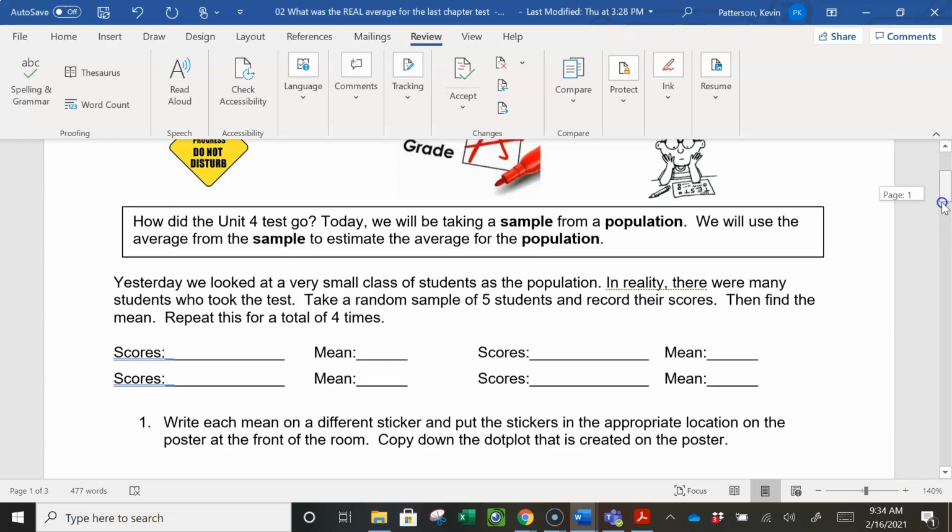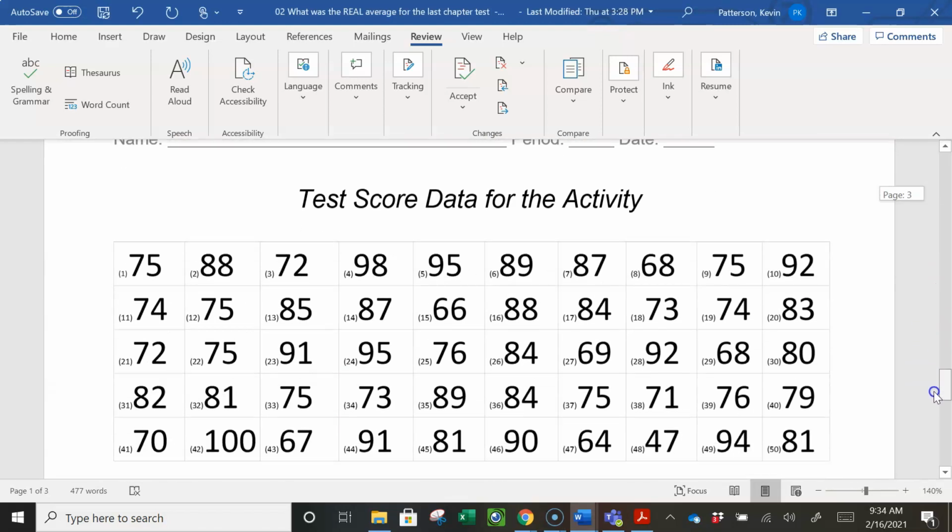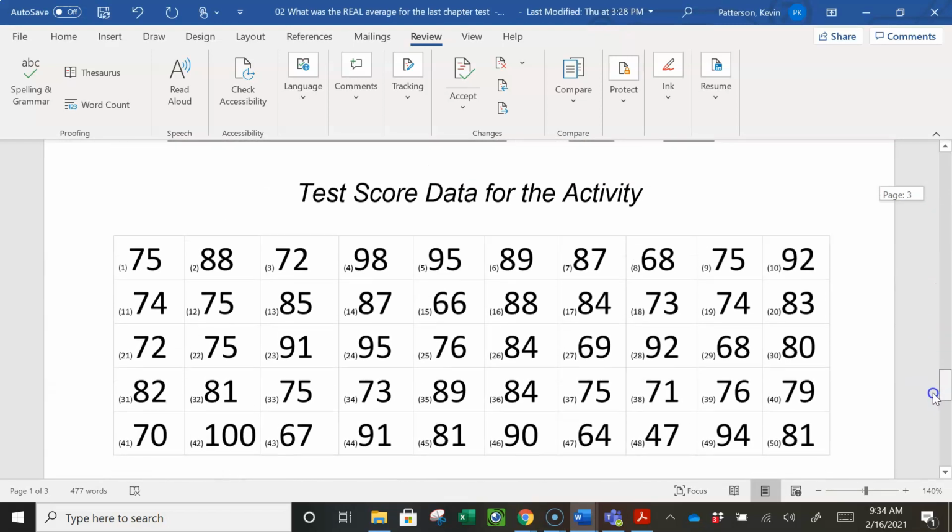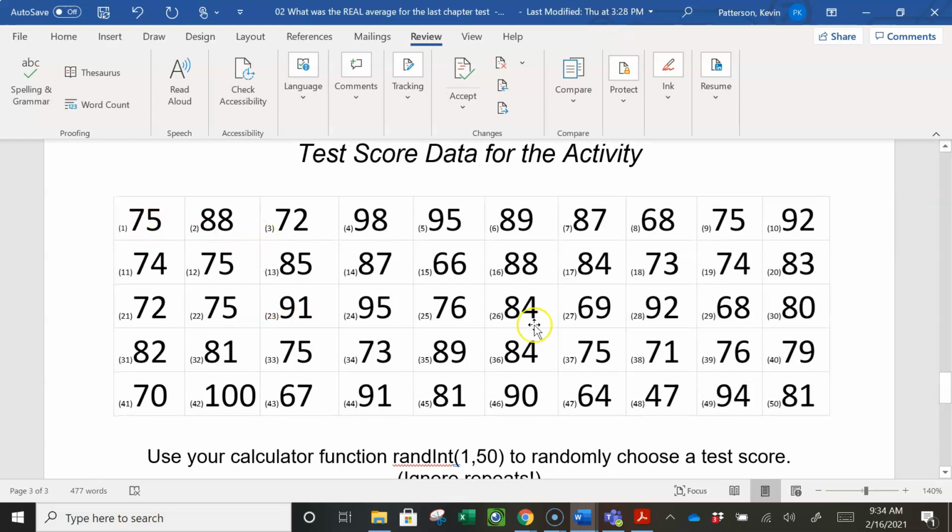Okay, so here are all, if you go to the very last page, all of the actual test scores. So we're going to assume I had 50 students. I numbered each number 1 through 50. So like this one is the first student, second student, third student, fourth student, all the way down to the 50th student. And here are all the scores they got.